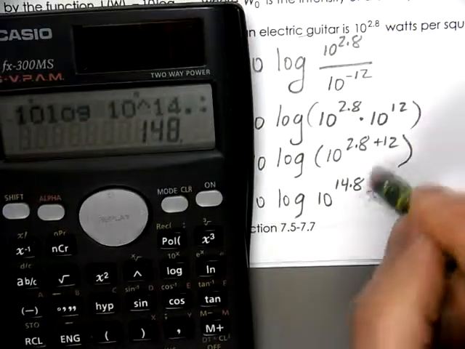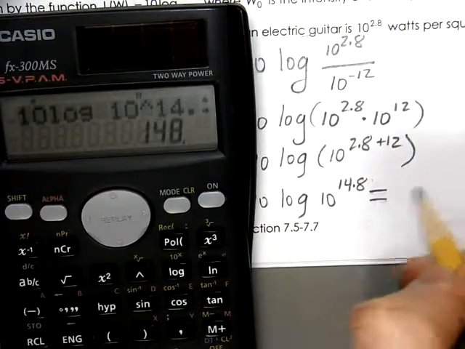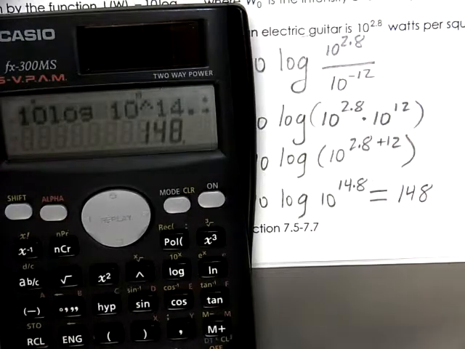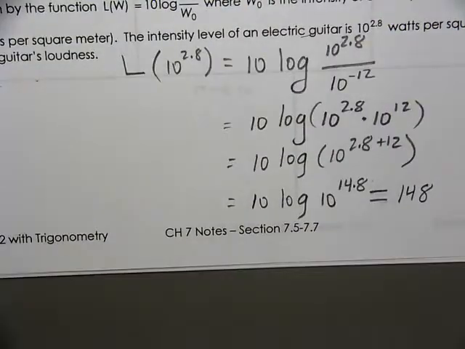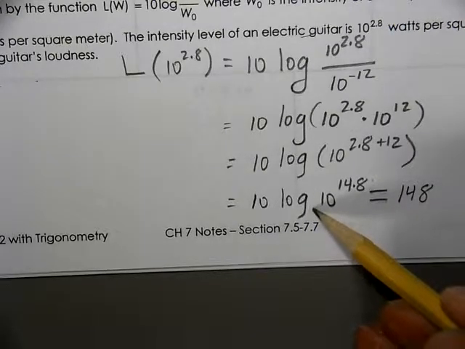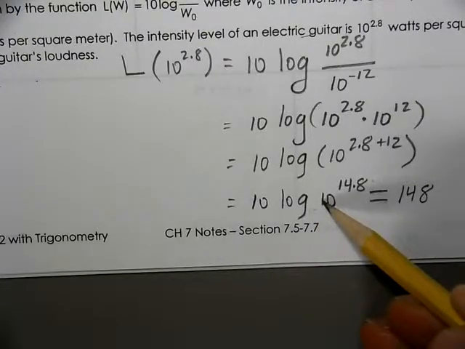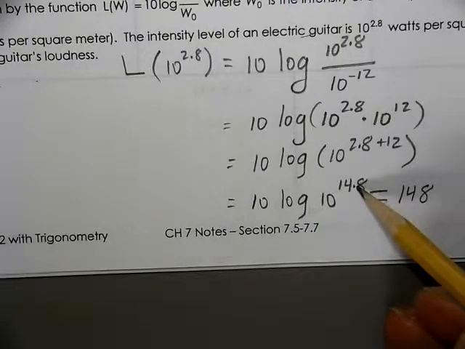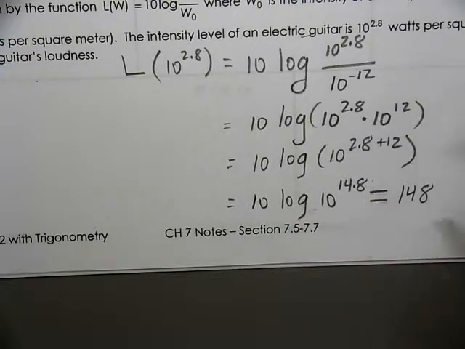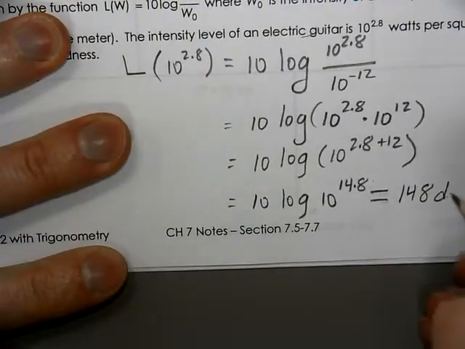So that's going to be exactly 148 decibels. How could we have known that? Because the base here is 10. So when we do these two bases the same, we get the answer of 14.8. And when we multiply 14.8 times 10, the decimal spot moves over 1, and we get 148 decibels.